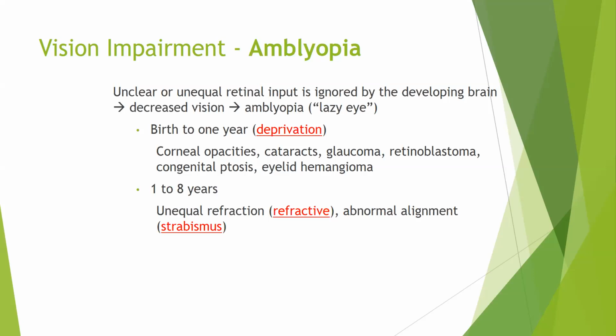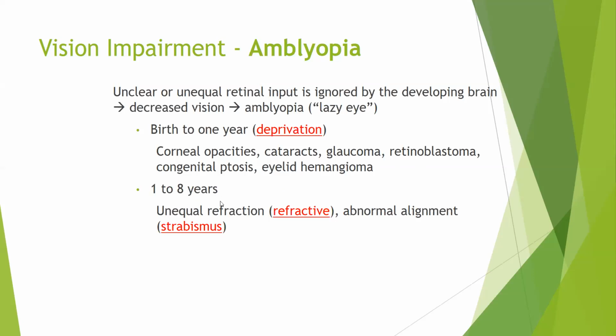So from birth to 1 year, we really want to make sure that we're assessing this and that we're checking on the anatomy of the eye. There could be anatomical reasons for this. If they're deprived of input from either a corneal opacity, a cataract, glaucoma, retinoblastoma, some sort of congenital eye problem like a ptosis, where you've got this muscle that's not working correctly, or a hemangioma.